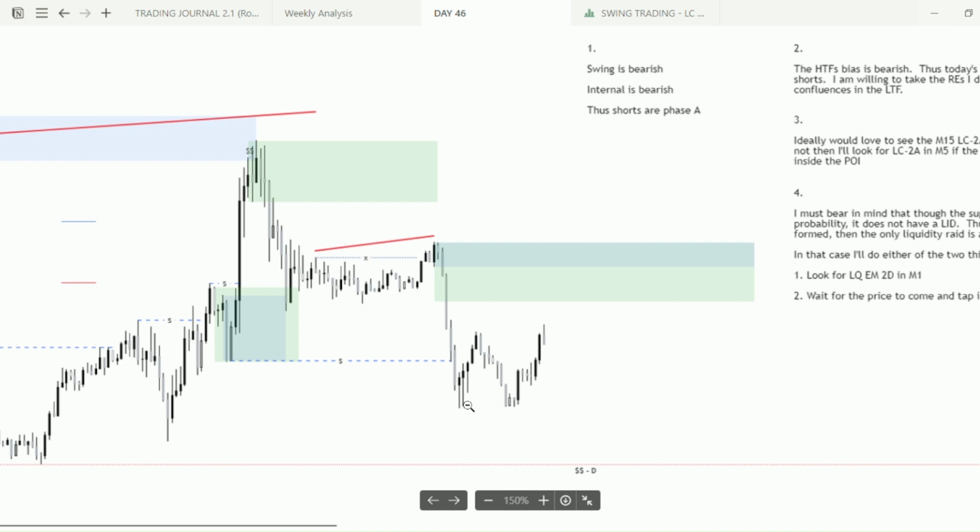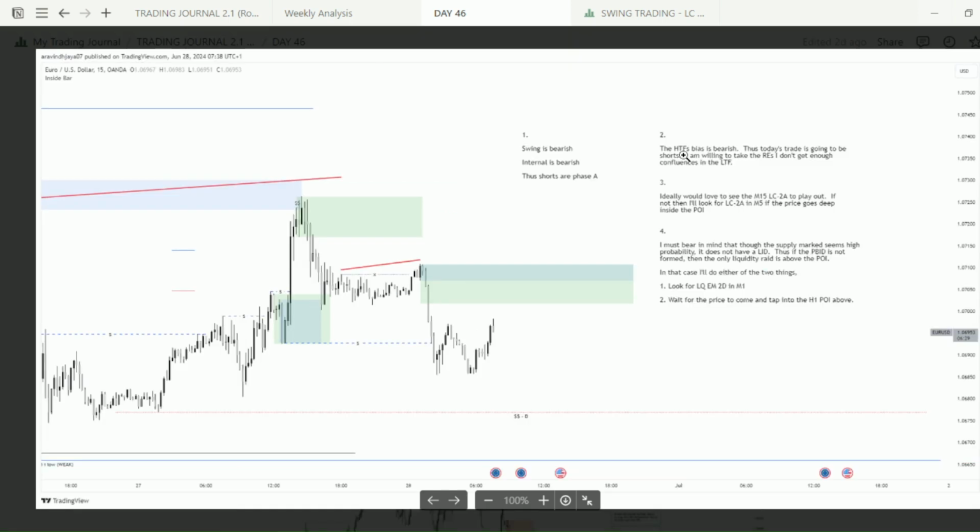But at the same time, I was not willing to miss this trade because it's a very clear POI, very clear price action, and very clear high time frame bias. Swing is bearish, internal is bearish. Shorts are the high probability ones. The high time frame bias is bearish, and today's trade is going to be shorts.